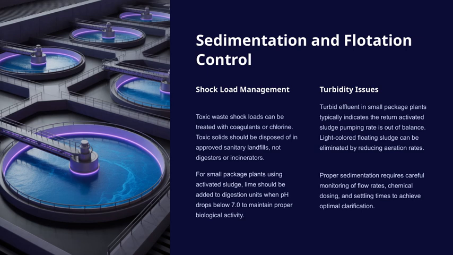For smaller package plants that use activated sludge processes, adding lime to digestion units becomes crucial when the pH drops below 7. Maintaining proper pH levels helps sustain healthy biological activity, which is essential for effective treatment. Now, moving on to turbidity issues. When you see turbid effluent in small plants, it usually indicates that the return activated sludge pumping rate is out of balance. That imbalance can cause floating sludge that appears light-colored. To address this, reducing aeration rates can help eliminate that floating sludge and improve clarity.